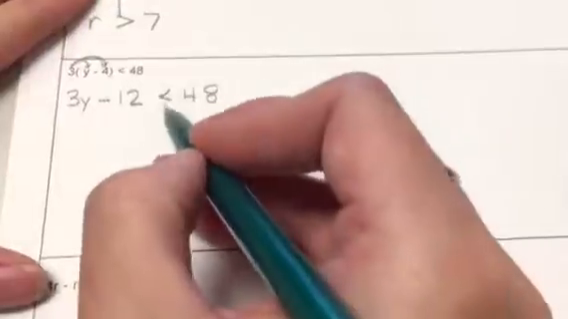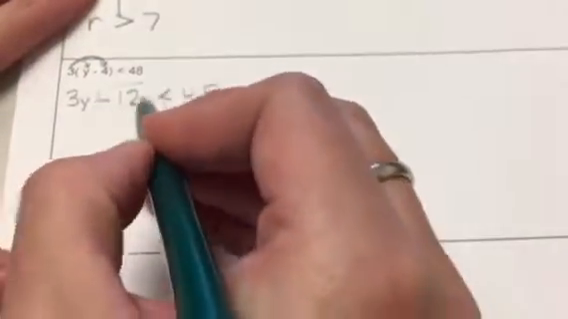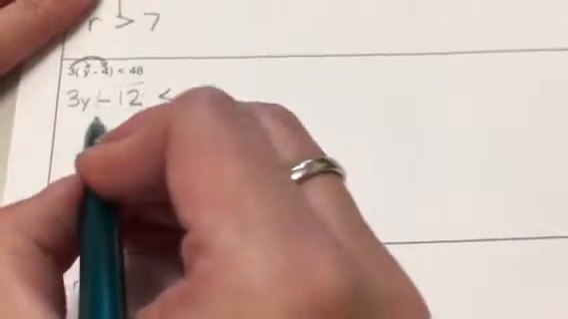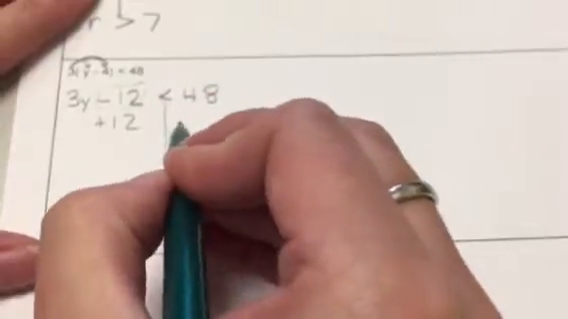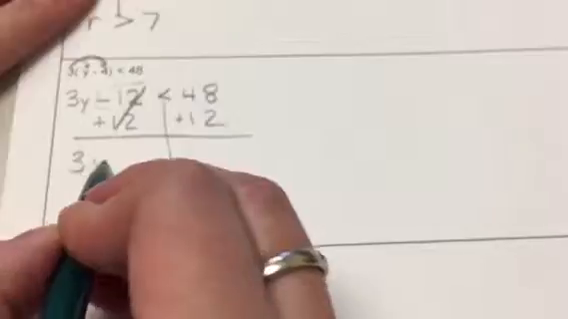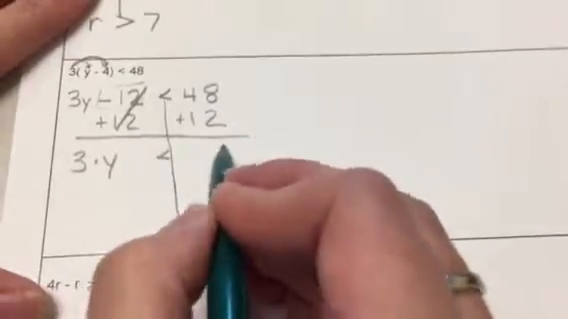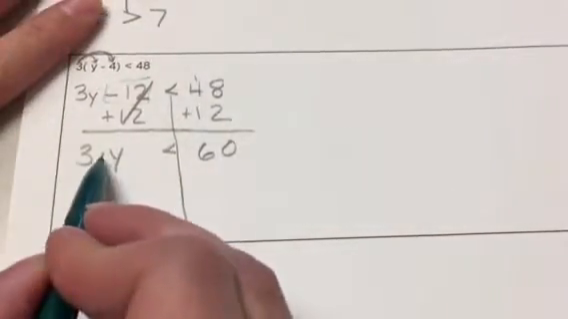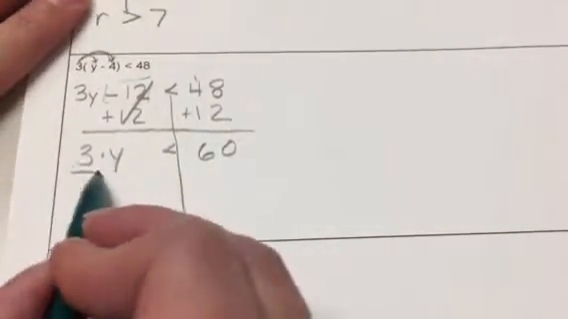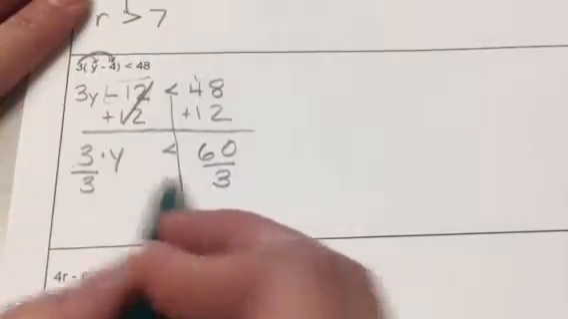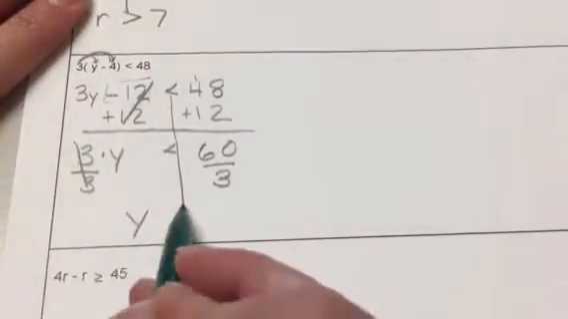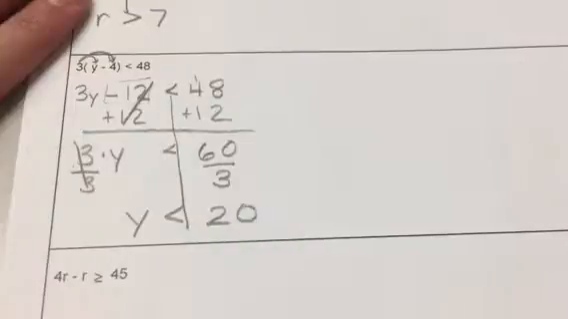Then it becomes a problem just like the one up above, where I look for the adding or subtracting, and I do the opposite of that. So I would add 12 to both sides. I would have 3 times y is less than 60. Then to get my y by itself, I do the opposite of times 3, which is to divide by 3. So I would have y is less than 20.